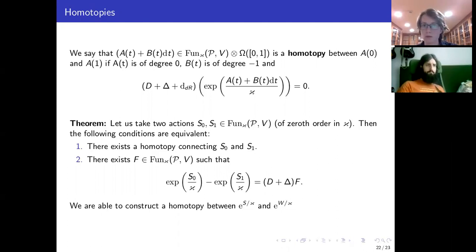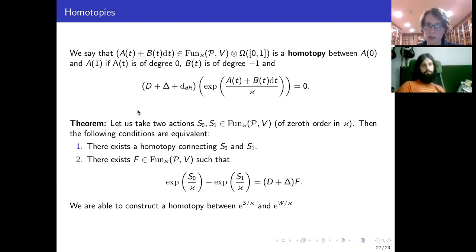So for this, we introduce the homotopy this way: you have some combination of elements AT, BT. The parameter T is basically the parameter of the homotopy, and they should be from the formal functions times the de Rham complex on the interval 0, 1. And this family of elements should tell you what is the homotopy between the element A0 and A1. And we say that there is a homotopy if AT is of degree 0 and BT is of degree -1, and if this condition is satisfied.